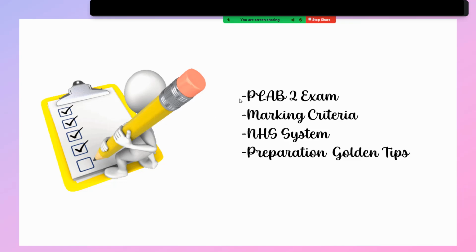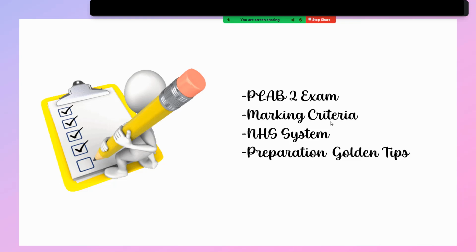Why you need to know about the PLAB 2 exam and the marking criteria? Because they are the core of the exam. And no one will teach you the marking criteria like this. Unfortunately, most of you are concerned about the sources and the studying, and most of you ignore the importance of knowing the exam and the exam marking criteria. As I mentioned, they are the core of the exam.